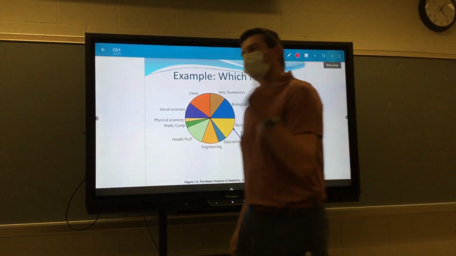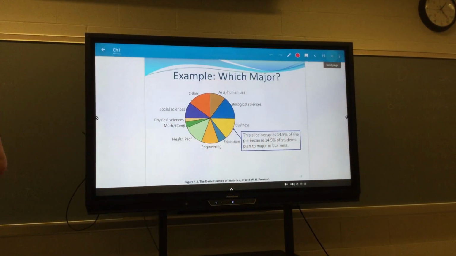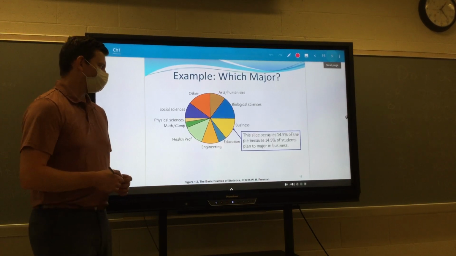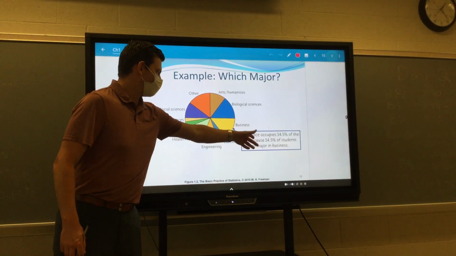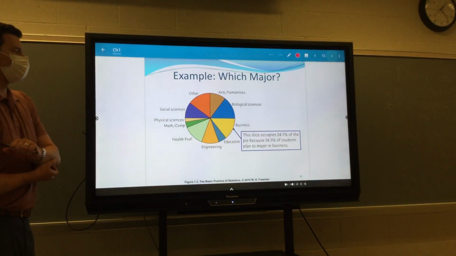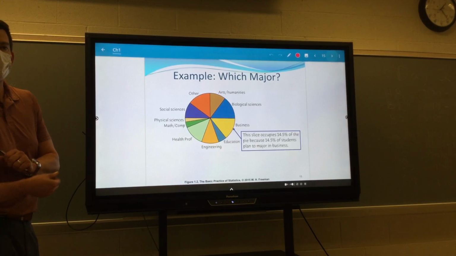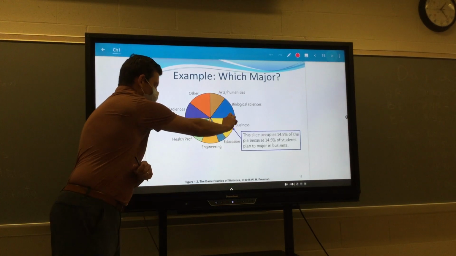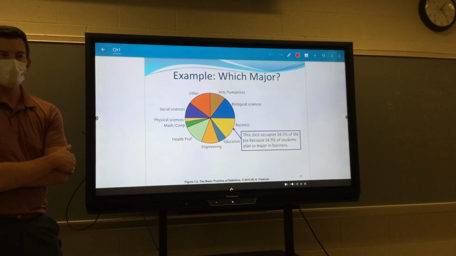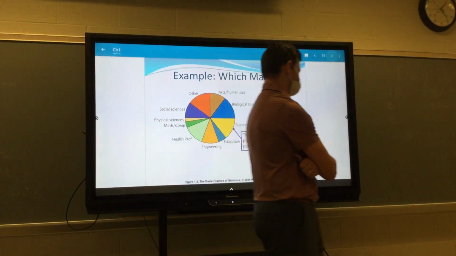So we have that part of a whole idea going on here. A pie chart is a good representation of this data. We see, like in this slice for business right here, we had 14.5% of those surveyed majoring in business. So 14.5% of that circle is business.